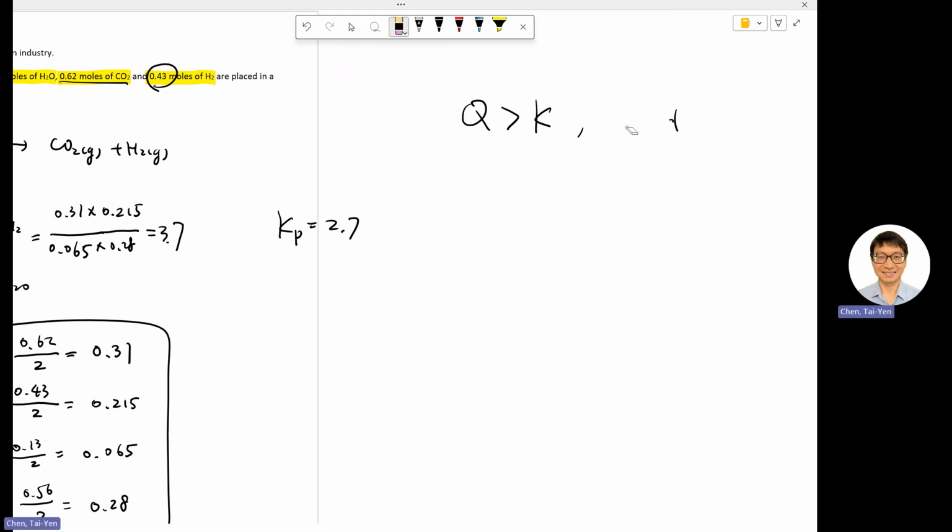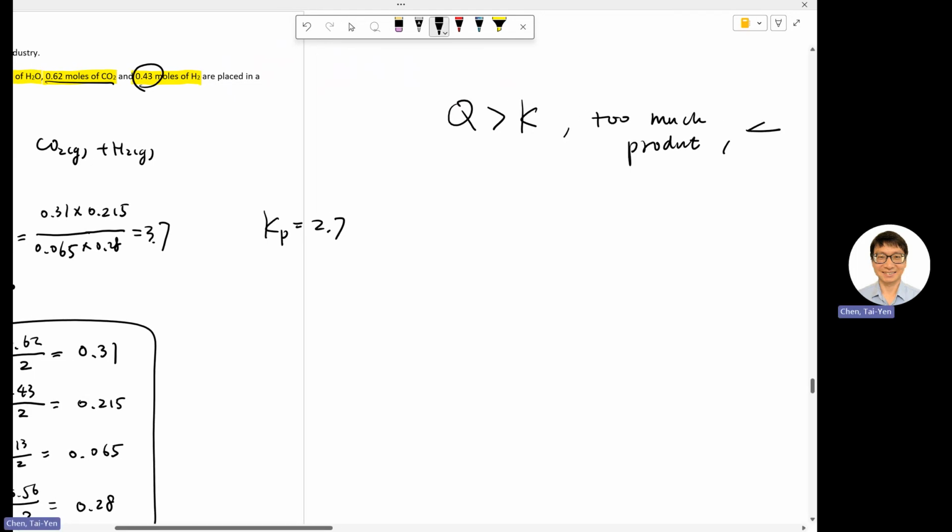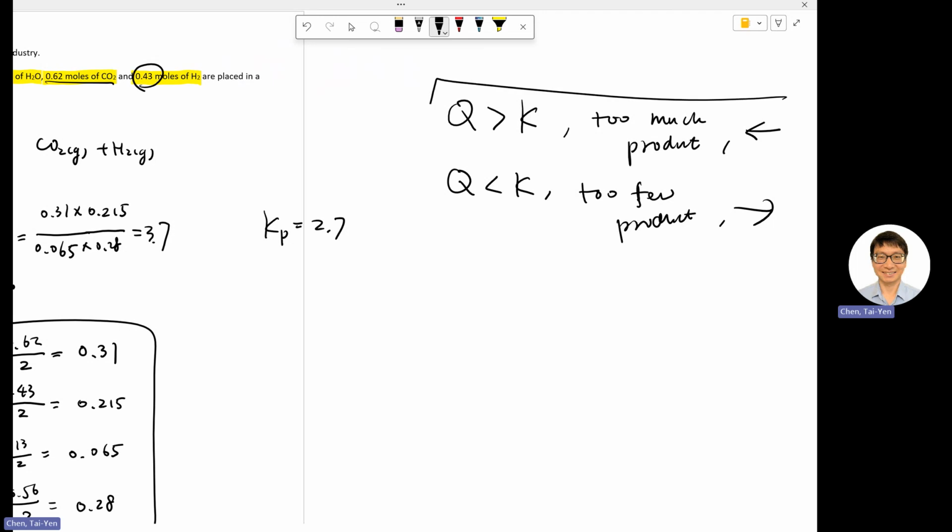If your Q is larger than K, there is too much product. Therefore, you're going to move to the left-hand side. If your Q is smaller than K, there is too little product, then you want to produce more, so you're going to move to the product side. This is the conceptual understanding that you should have.